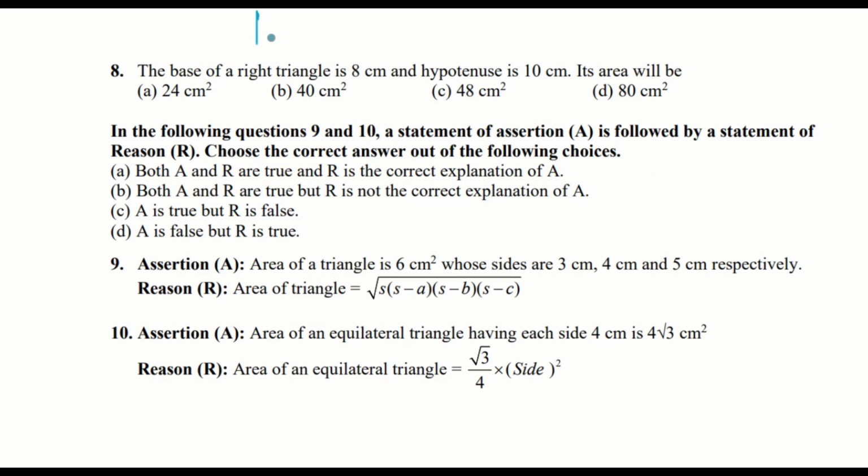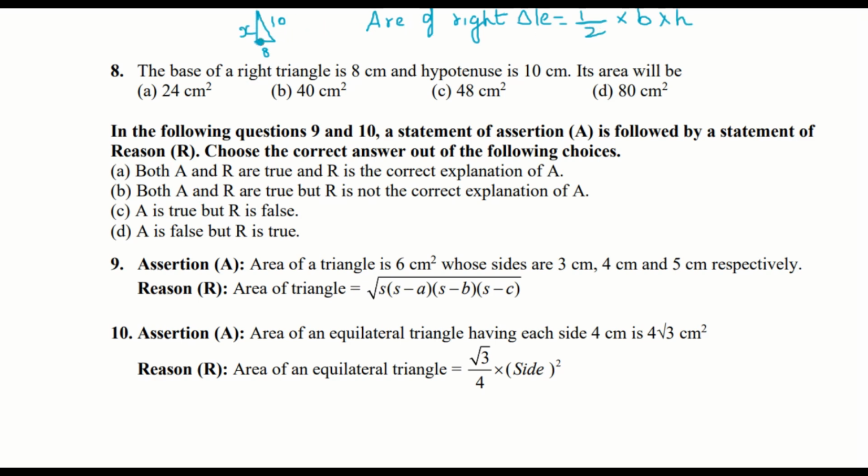Right triangle. In a right triangle, the base is 8 centimeter and the hypotenuse is 10 centimeter. Then area. Always the area of a right triangle is half of base into height. Use the formula of half base into height to find the area of a right triangle. And here the base is given but height is missing. We have to find this height.